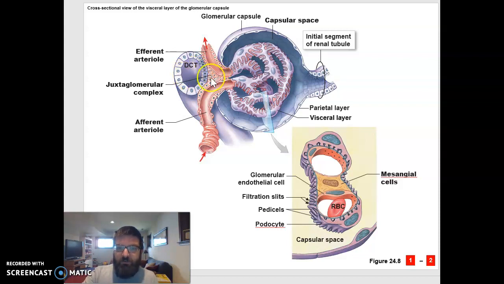Also, this patch of cells here that are next to the afferent and the efferent arterioles in the distal convoluted tubule, these are cells that make up the juxtaglomerular complex. Again, that means next to the glomerulus. And that juxtaglomerular complex or juxtaglomerular apparatus detects blood pressure, and when blood pressure drops, it secretes renin. We talked about renin earlier, but we didn't talk about exactly where it was secreted within the kidney. It's secreted right here. Renin, which stimulates a bunch of different mechanisms to raise your blood pressure once your blood pressure has dropped.